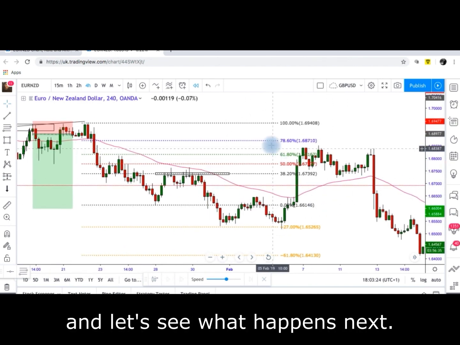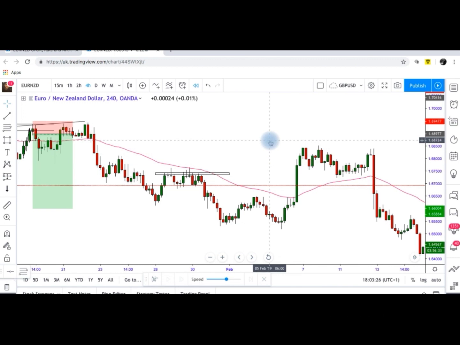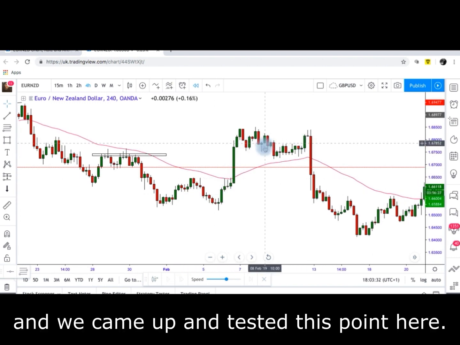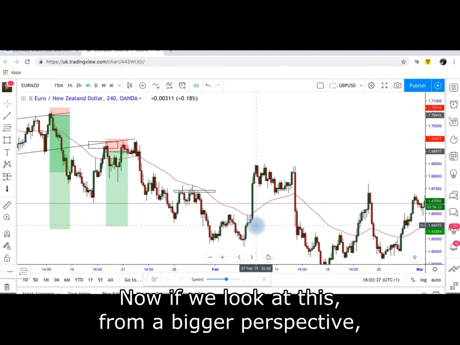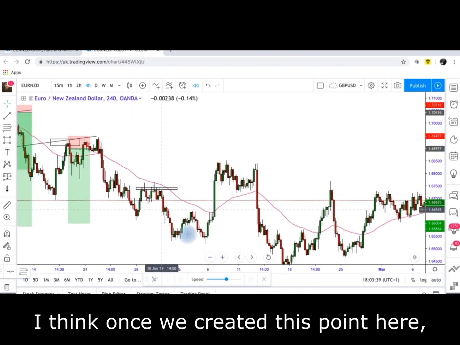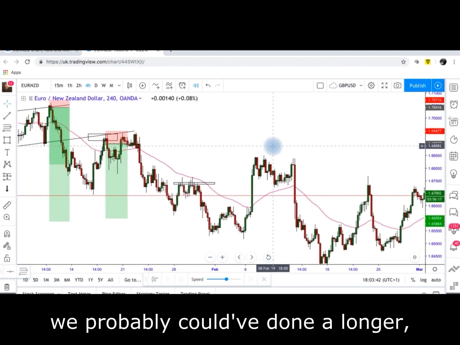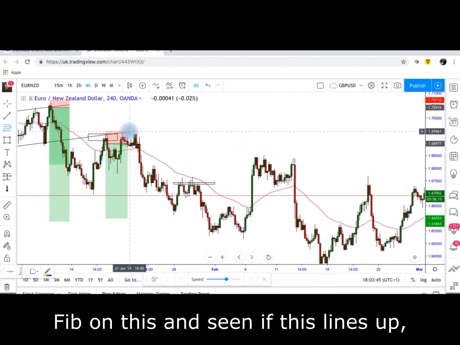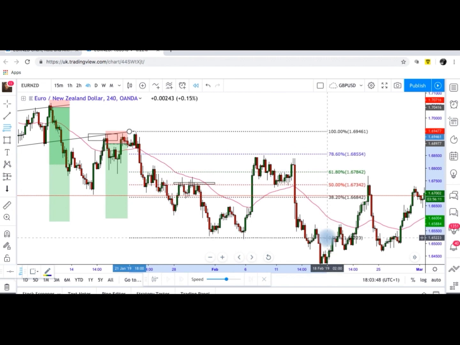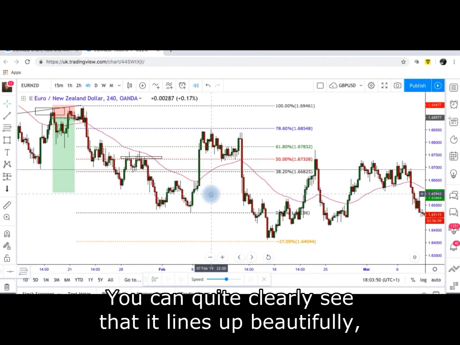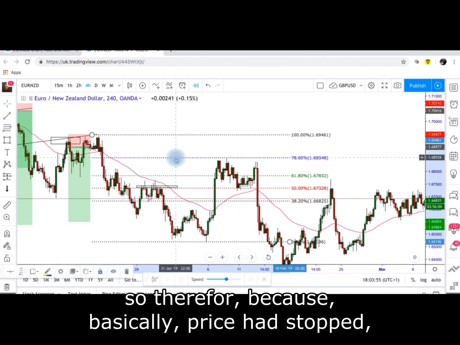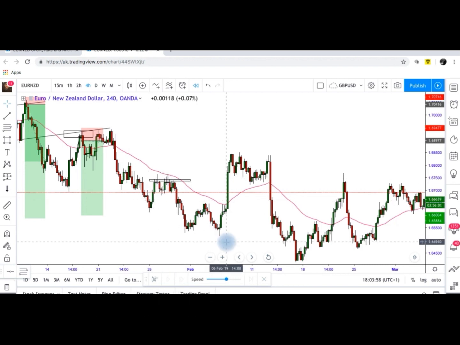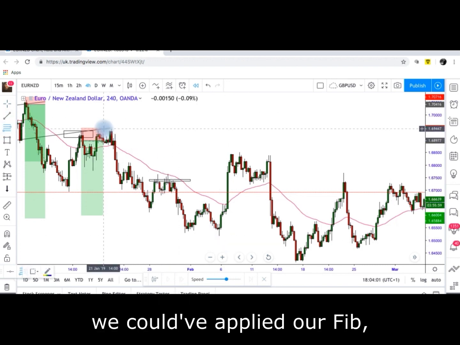Now, let's have a look at this. Let's see what happens next. So we broke out and we came up and tested this point here. Now, if we look at this from a bigger perspective, I think once we created this point here, we probably could have done a longer fib on this and seen if this lines up. Beautiful. You can quite clearly see that lines up beautifully. So therefore, because price had stopped, we could have applied our fib.